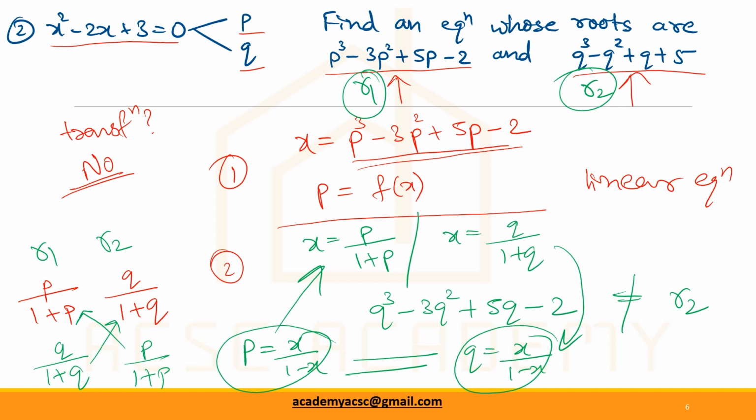So what were the two reasons? First reason is that it will get dirty if we try to do so, because it's not easy to find out p as a function of x or even q as a function of x. And the second reason is that the roots are asymmetric. So because of these two reasons, in this particular question, we will not apply the transformation of roots method as well.